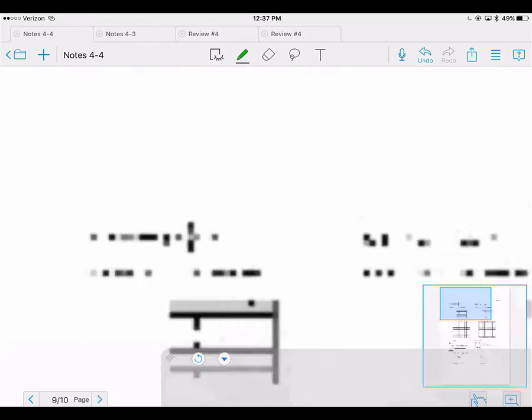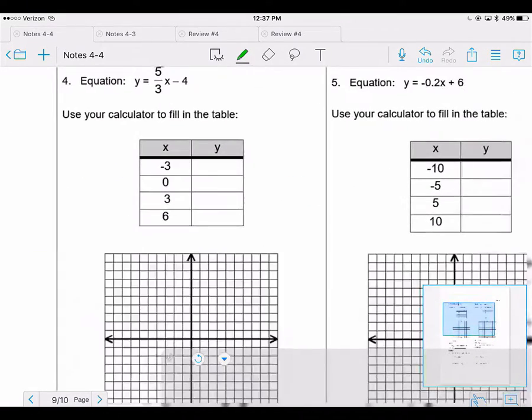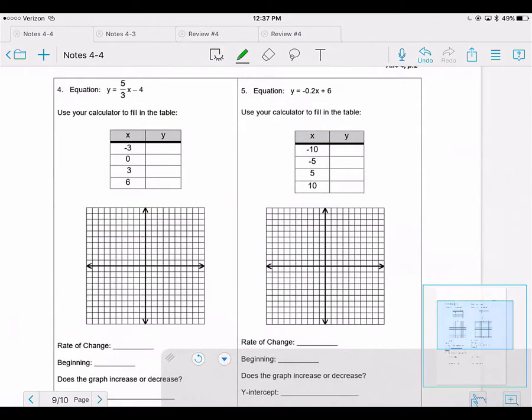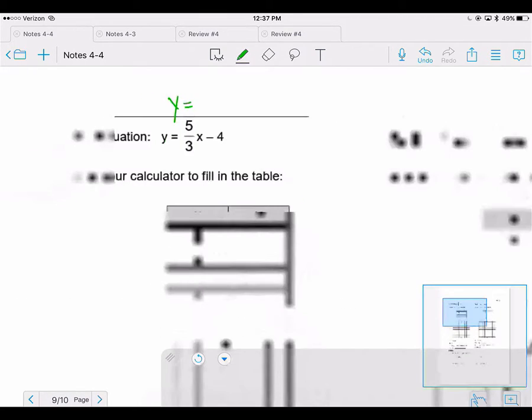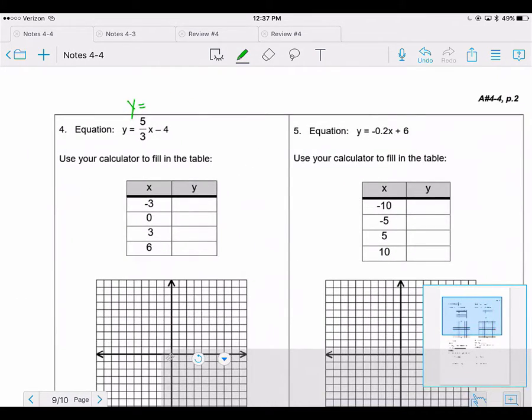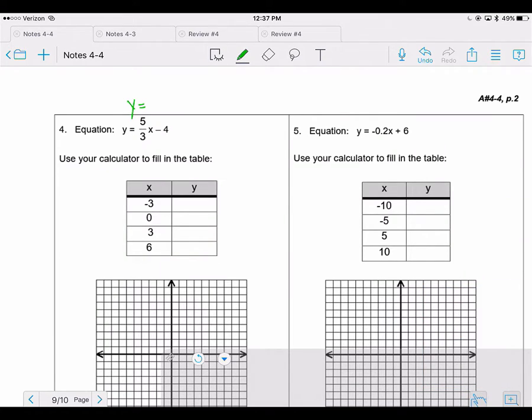Then on the back, 4 and 5 give you an equation and ask you to use your calculator to fill in the table. So we will put these in y equals like we did when we were finding values. So just a quick review for that.